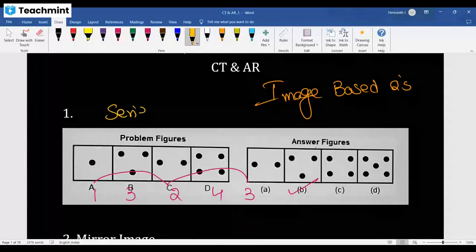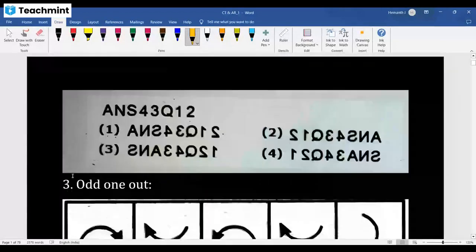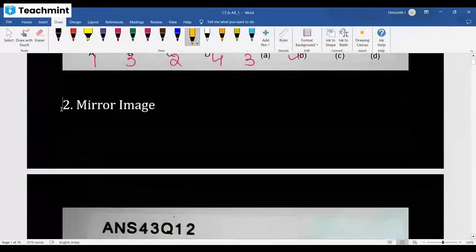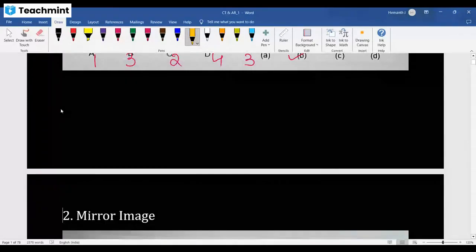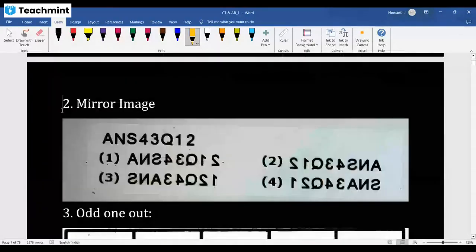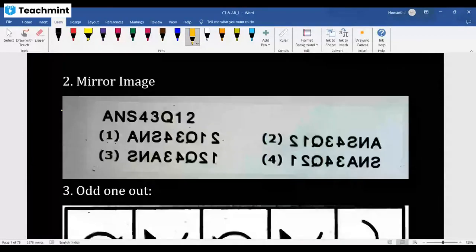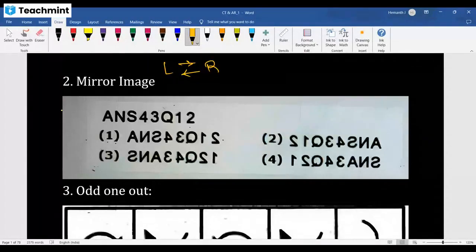Next, a mirror image related question. All these are recent exam questions only. Series, mirror image related question. Mirror image means what? Your left and right will be interchanged. Your left will become right and your right will become left. A is on the left side. I need to get it on the right side.